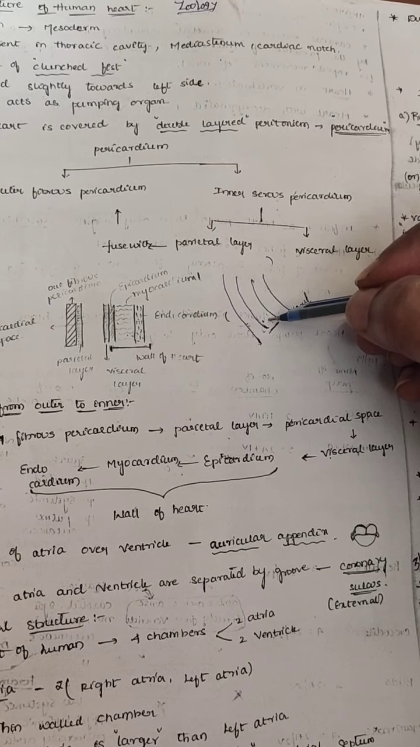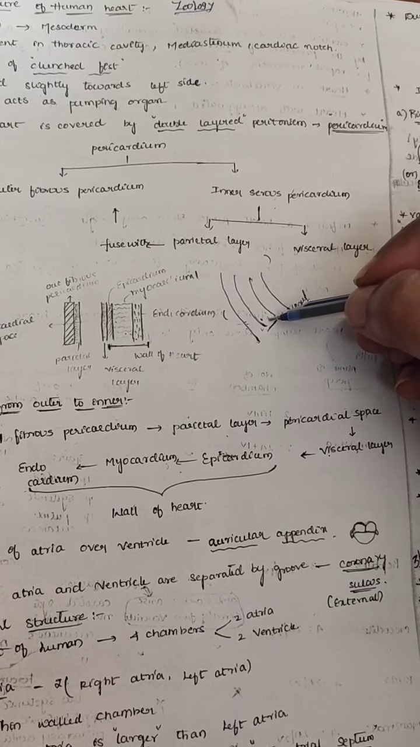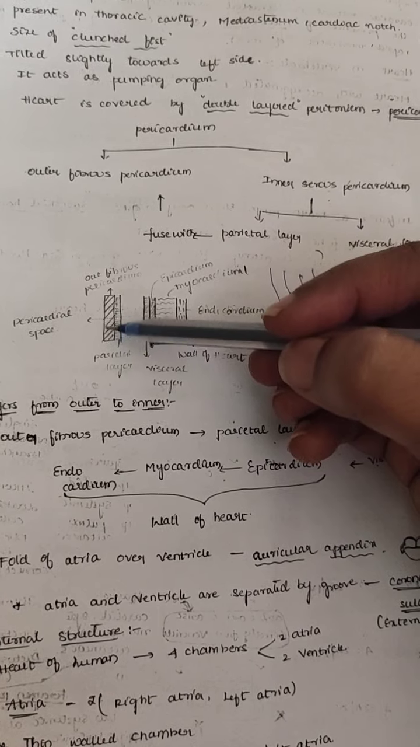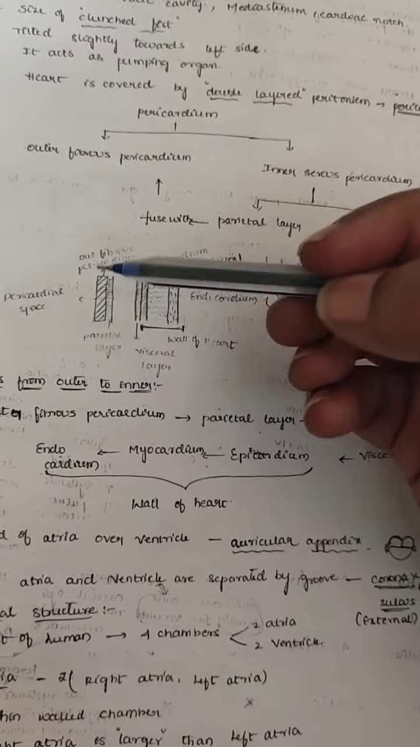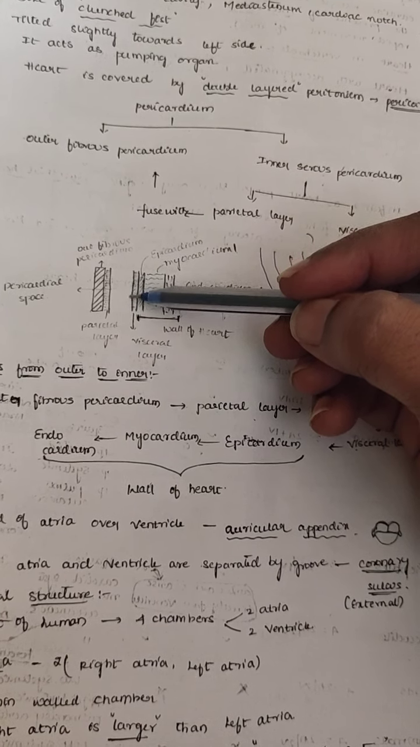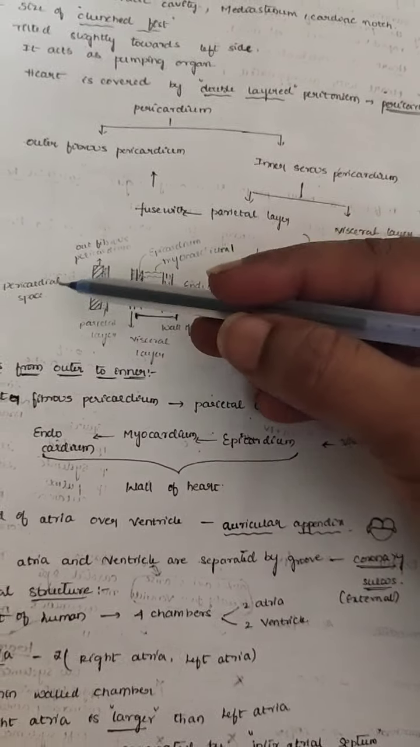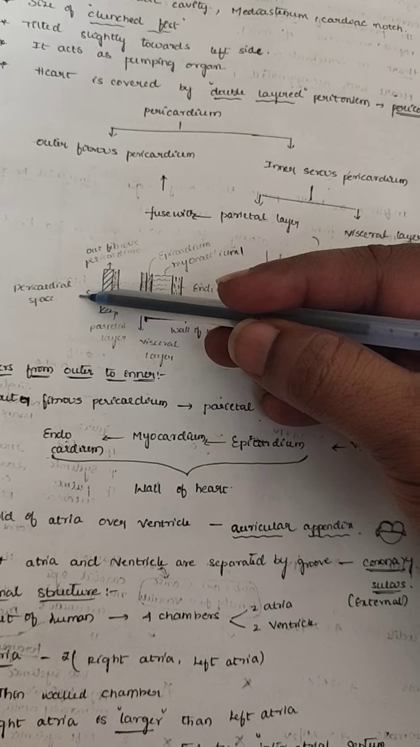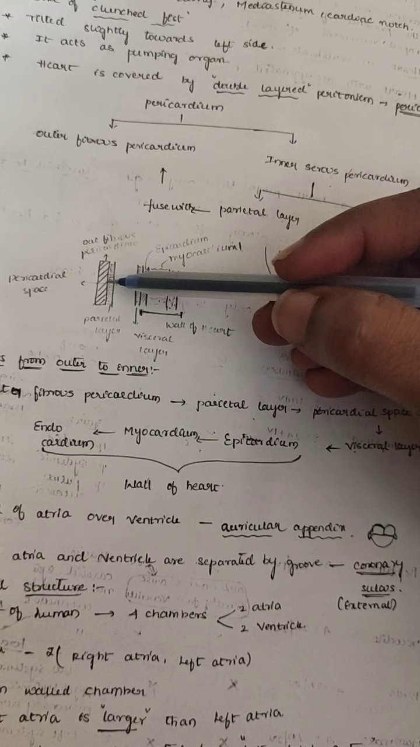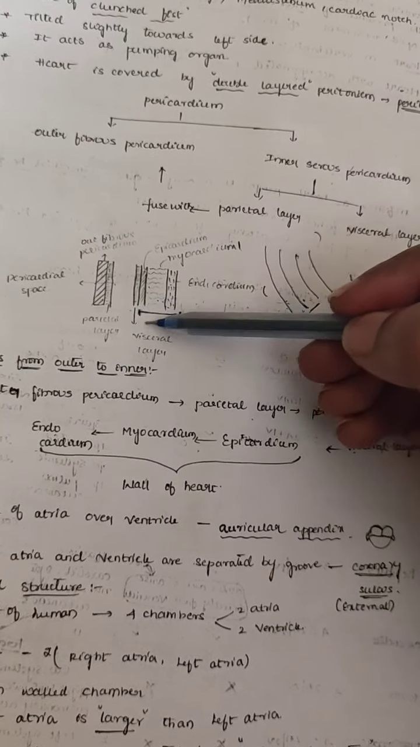That space is called the pericardial space. This pericardial space is filled with a fluid. That fluid is called the pericardial fluid. Now you have to think: this is the outer fibrous pericardium, this is the parietal layer, this one is the visceral layer, and this space is called the pericardial space, filled with what fluid? Pericardial fluid.